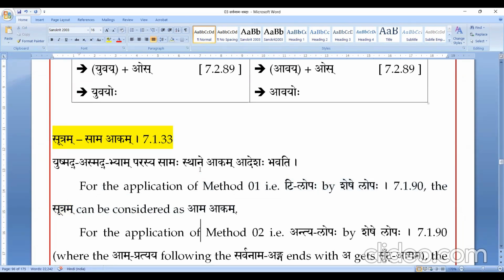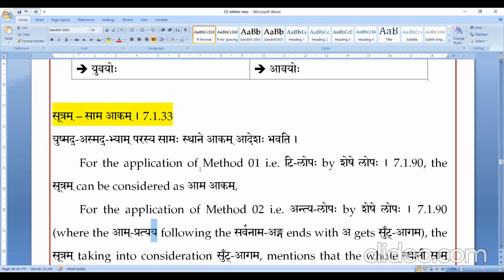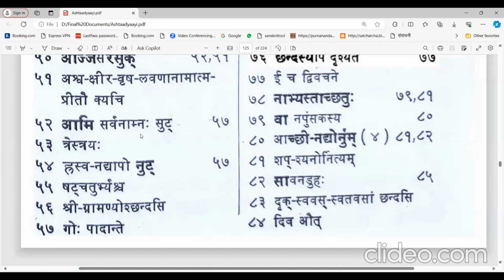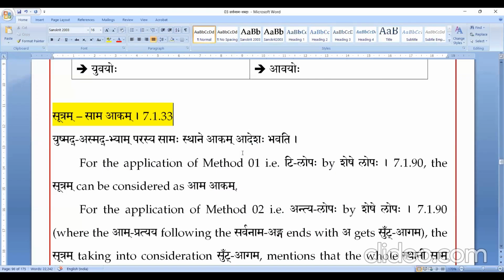Or if you take it as Antyalopaha, the method 2, where this Am Pratyaya follows what? Sarvanama Shabda and Sarvanamnaha Sut. Ami Sarvanamnaha Sut. Remember the sutra? We have seen. Ami Sarvanamnaha Sut, 7.1.52. This Yushmadasmad Sarvanama. When Ami Pratyaya follows, Sut will come. So for method 2, we can take it as Sama. For method 1, we can take it as Ama. The sutra, therefore, can be in both ways. Sama Akam or Ama Akam.